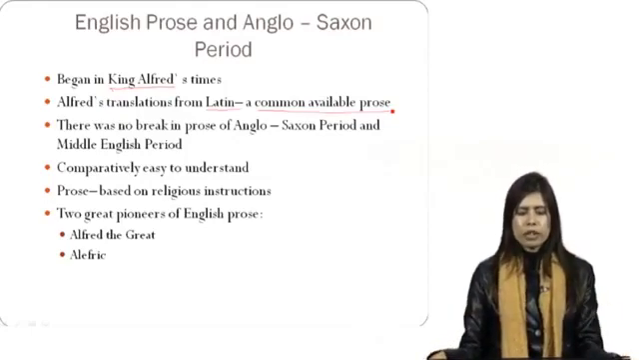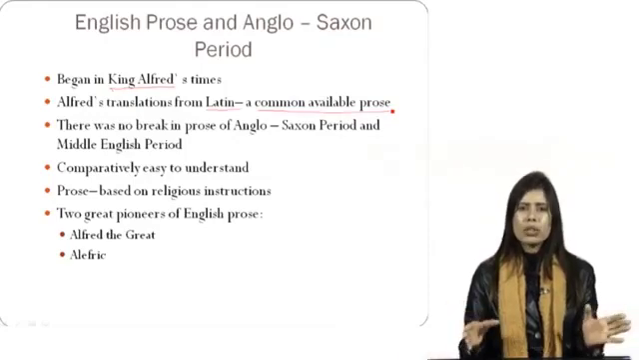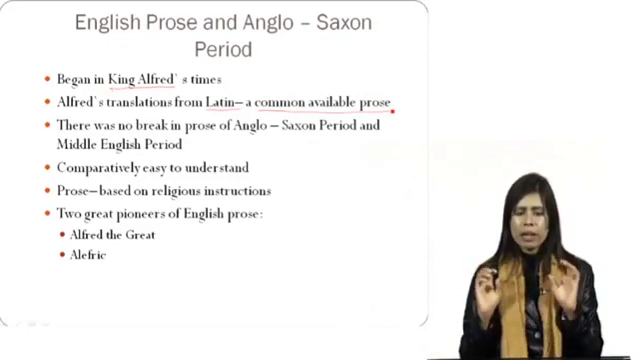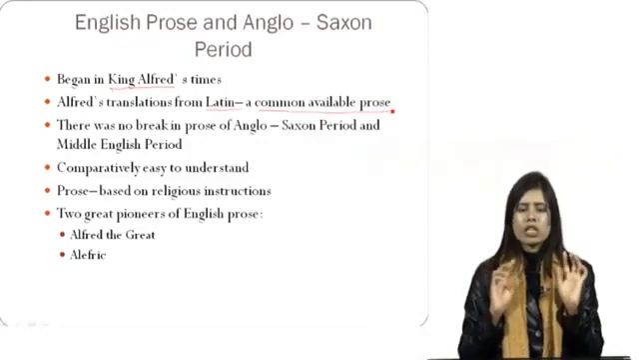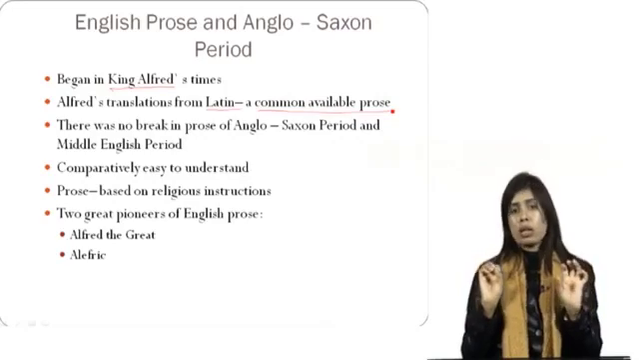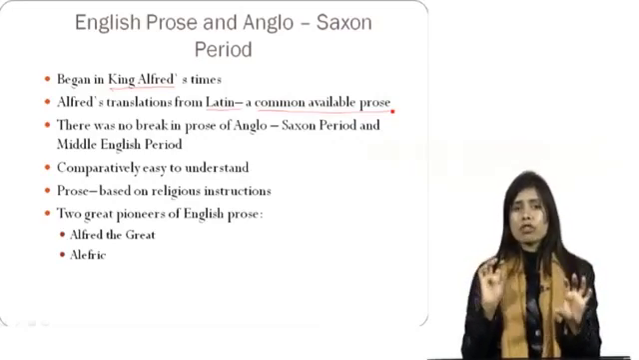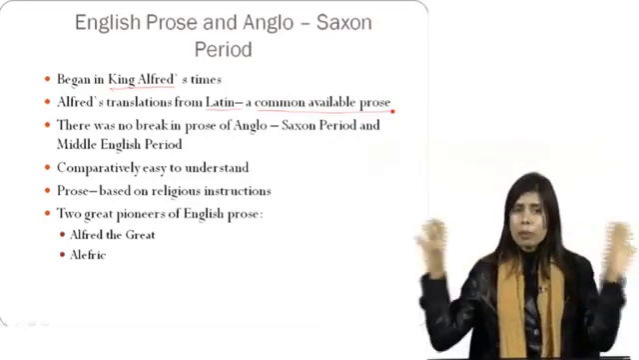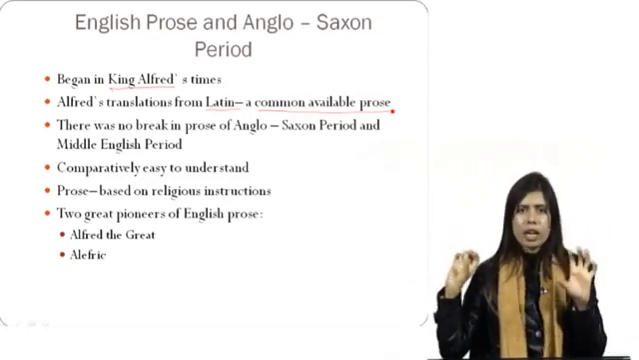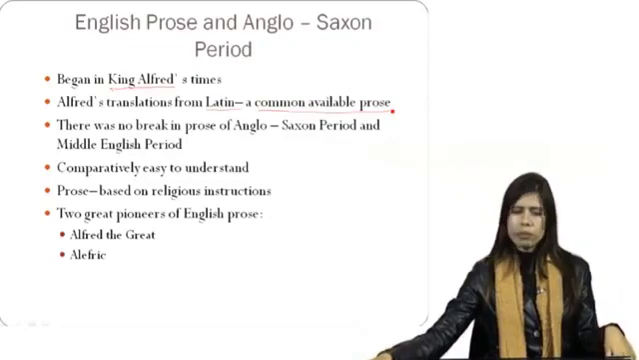Two great pioneers of English prose were Alfred the Great and Ælfric. So my dear students, here you can see that Alfred was the king of that time and is known as Alfred the Great, and the other one is Ælfric. These were the two great pioneers of English prose who started the prose tradition in the Anglo-Saxon period, King Alfred the Great and Ælfric.